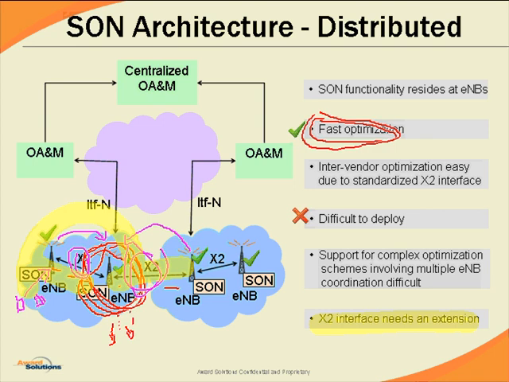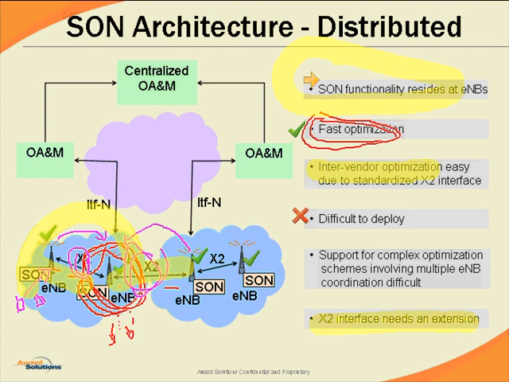It is easier to do the optimization across vendors, because we are now relying on the standard X2 interface. So your Ericsson e-node B and your Alcatel-Lucent e-node B can talk between those two different vendors via the standard X2. And now it is possible to do the optimization even across the vendors. So that is supported. So in summary, in the distributed fashion, the SON functionality is at the e-node B level.